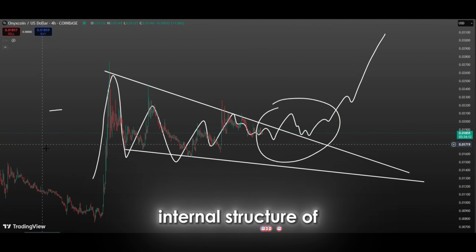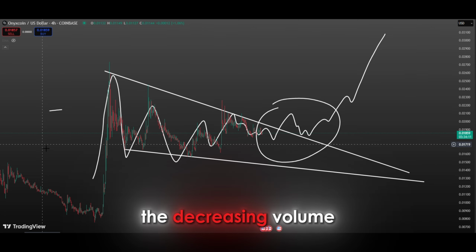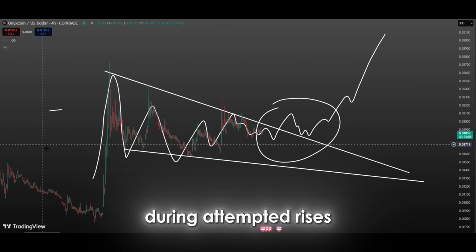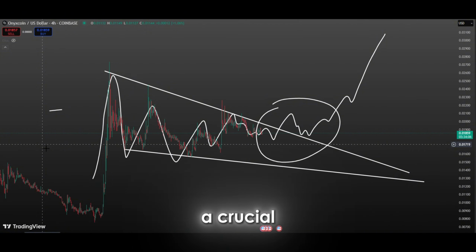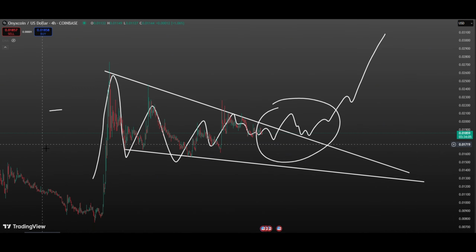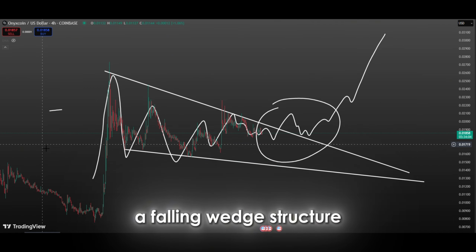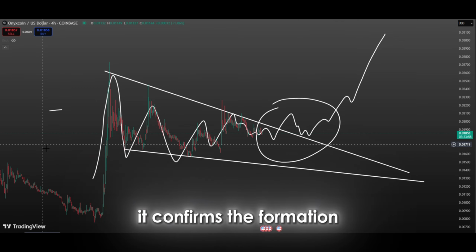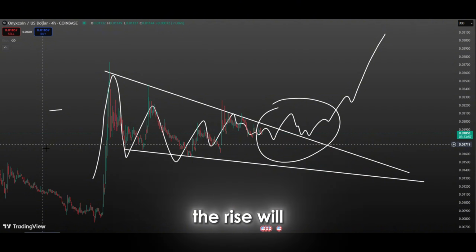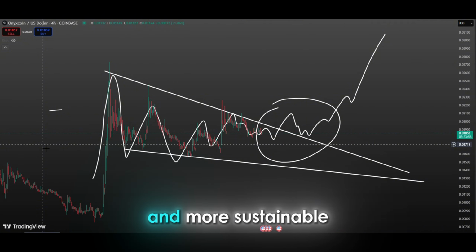Looking at the internal structure of the formation, the decreasing volume during each down move and increasing volume during attempted rises is also a very positive sign. Volume analysis is a crucial parameter for confirming formations. Decreasing volume within a falling wedge structure indicates that the downtrend is weakening and selling pressure is no longer dominating the market. If a significant increase in volume is observed during the upward breakout, it confirms the formation and suggests that the rise will be stronger and more sustainable.